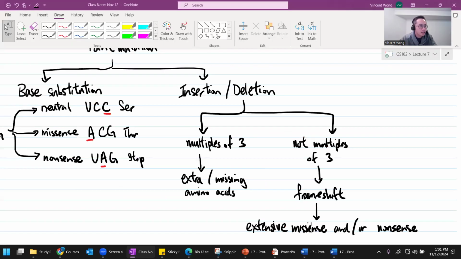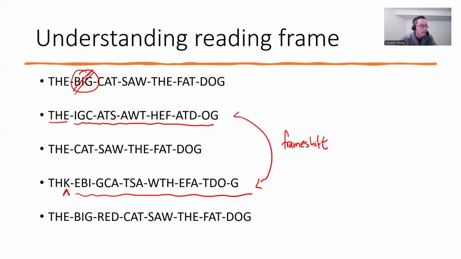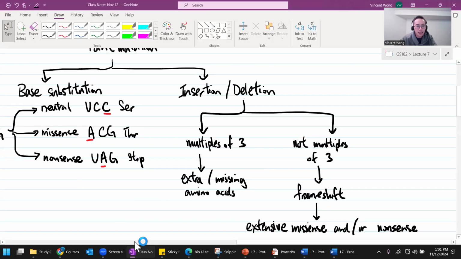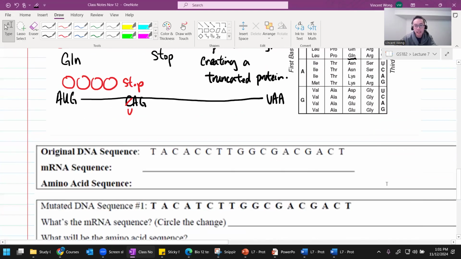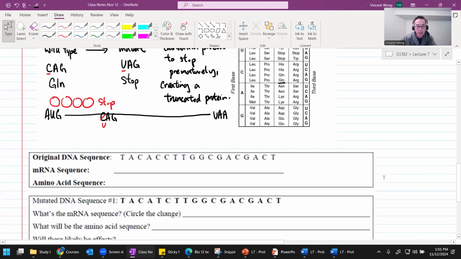So let's do some practice together. This is in your study guide, which I asked you to print. If you don't have it, I guess it's okay. You just have to copy what's on the screen. This here is the template DNA. Right? So what I need you to do is to change it into mRNA by transcription and then find the amino acid sequence.